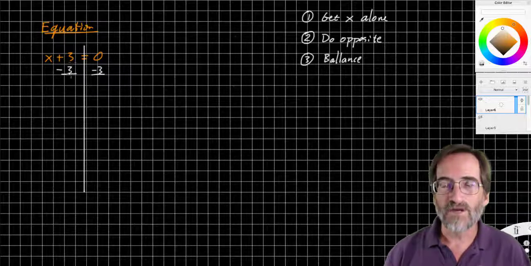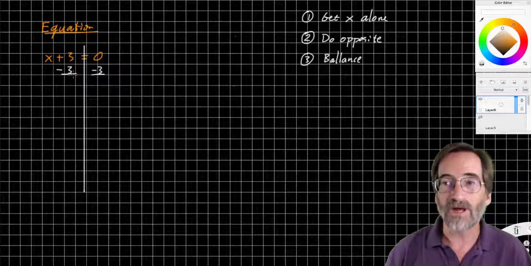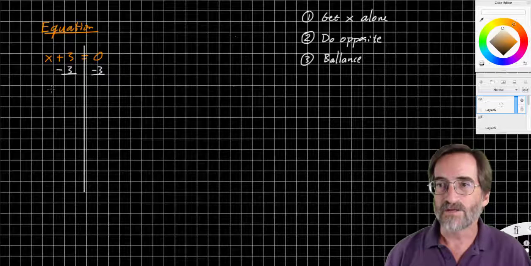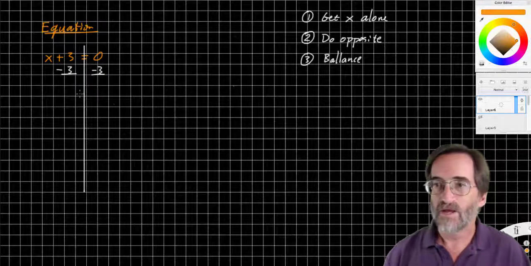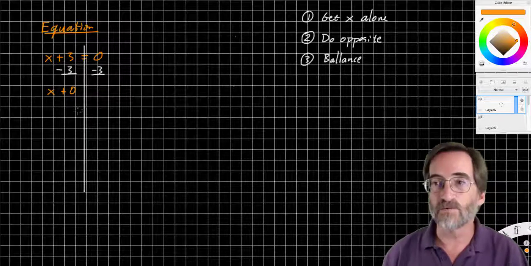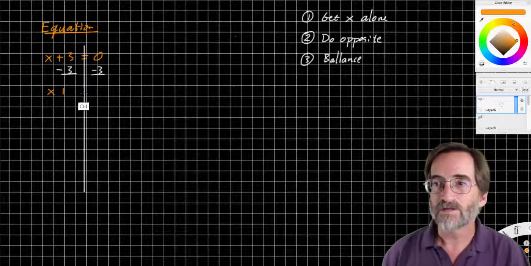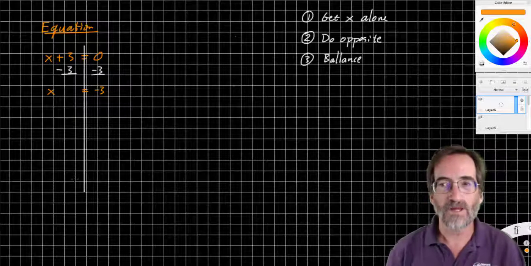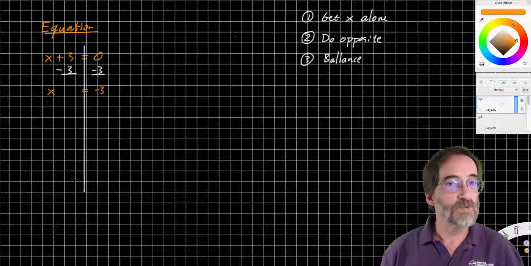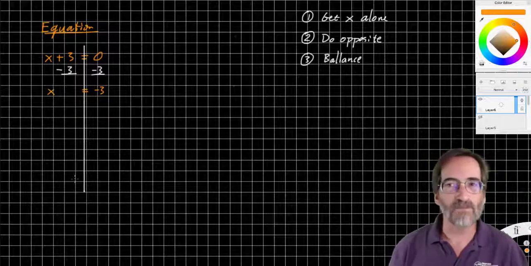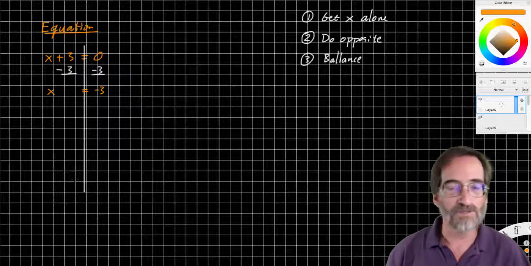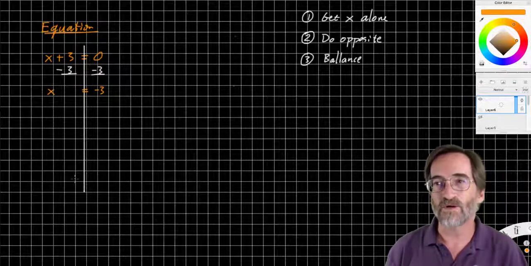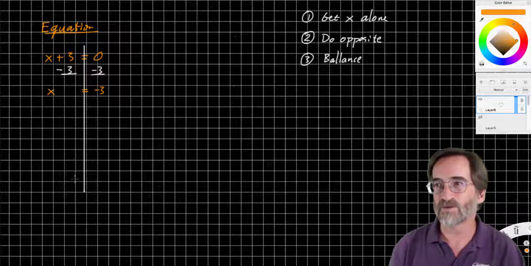Plus 3 and minus 3, a positive 3 and a negative 3. If I have $3 and you take $3 from me, I have nothing, right? So that is x. Now I could write plus 0, but there's no need because plus 0 doesn't do anything. So I'm just going to write x equals 0 minus 3, negative 3. Hopefully that makes sense. That's doing a one-step equation. We can do the same if it were multiplication, subtraction, and division as well. We just do opposites to get the variable alone.